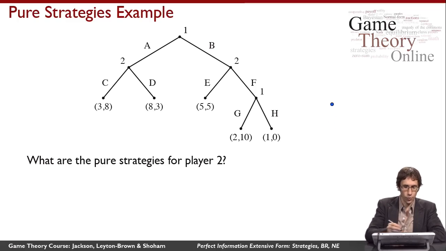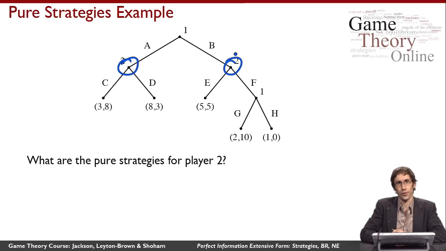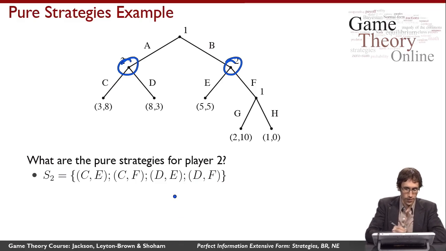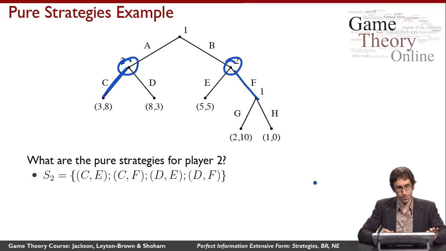Well, player 2 has 2 choice nodes, this one here and this one here. And so the pure strategies for player 2 are going to be the cross products of the action sets at each of those different choice nodes. So here they are written out. For example, the pure strategy CF is saying that at this choice node, player 2 will play C, and at this choice node, player 2 will play F. And because they're 2 sets of size 2, there's a total of 4 pure strategies.